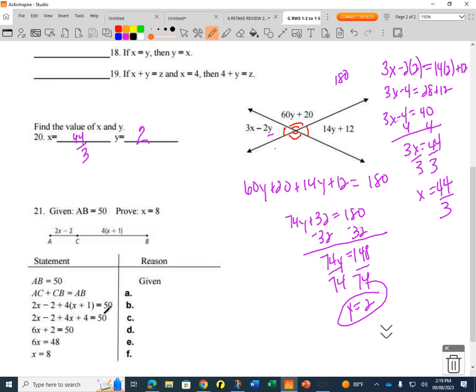Okay. So 21 is what we're working on now. The given is that AB equals 50. So I know that this whole thing equals 50. And they want me to prove that x equals 8. So that's what they have in the last statement. They've already plugged in the given. Now they tell me that AC plus CB equals AB. I know that's true because we learned about the segment addition postulate.